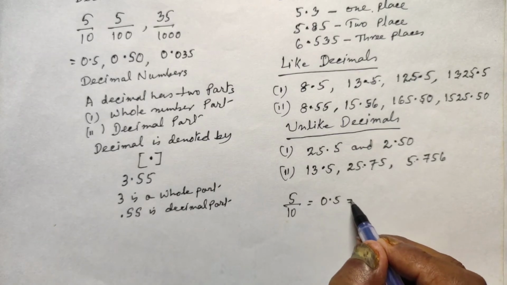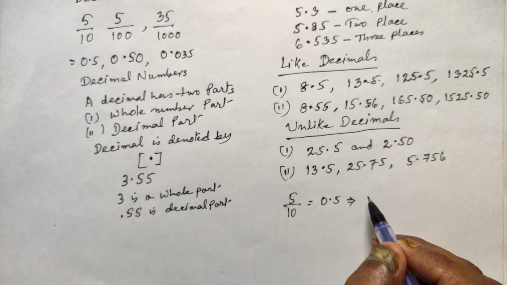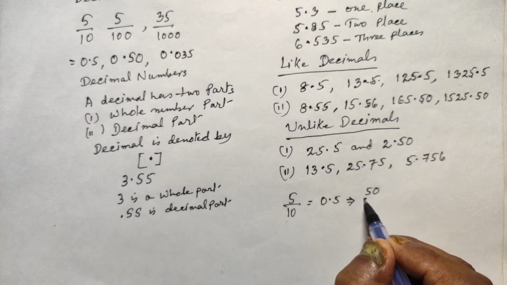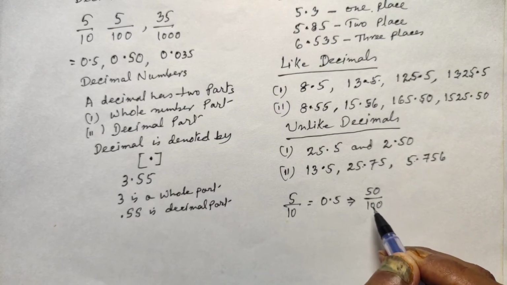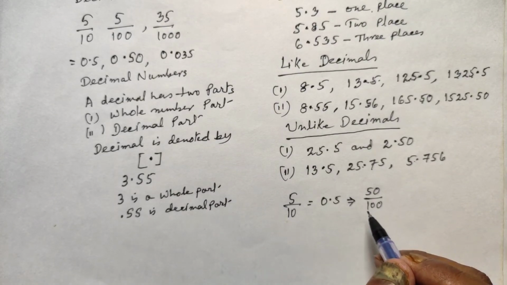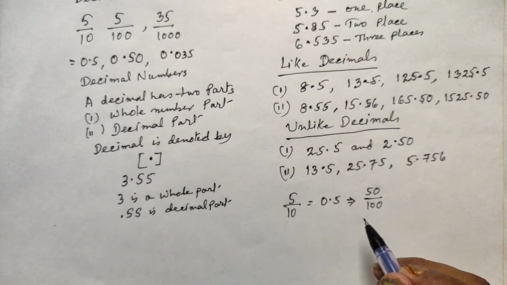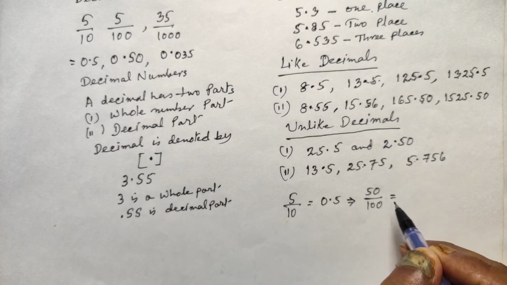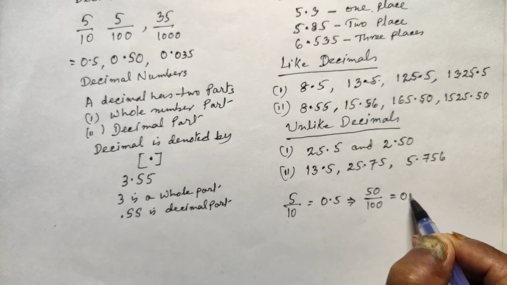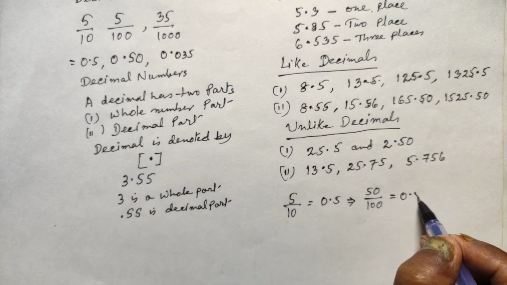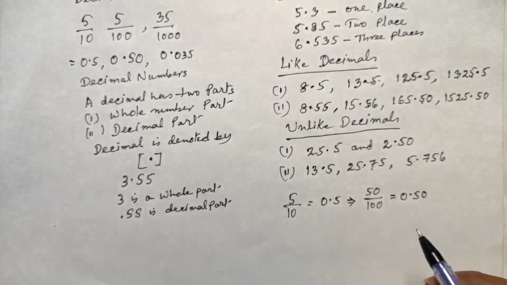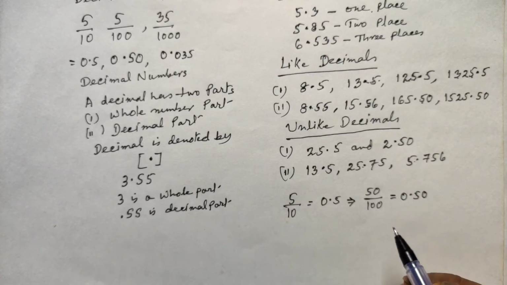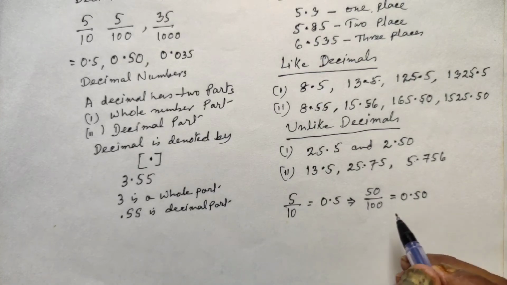Similarly, when we divide 50 by 100, here what are we going to get? We are going to get 0.50, because if you divide it, it is a very simple division. So, this is the way you can do it.